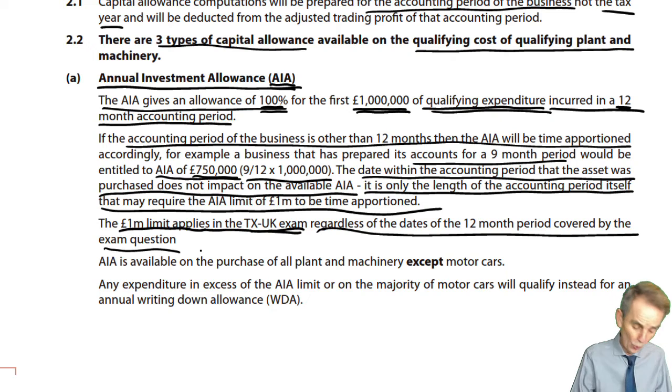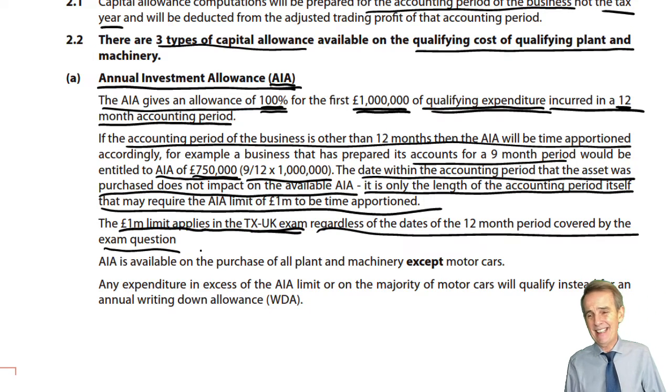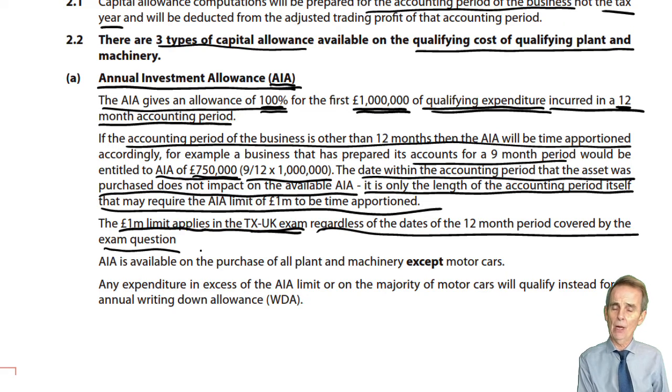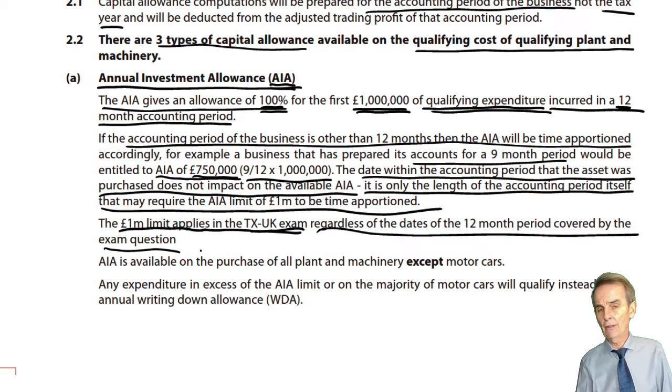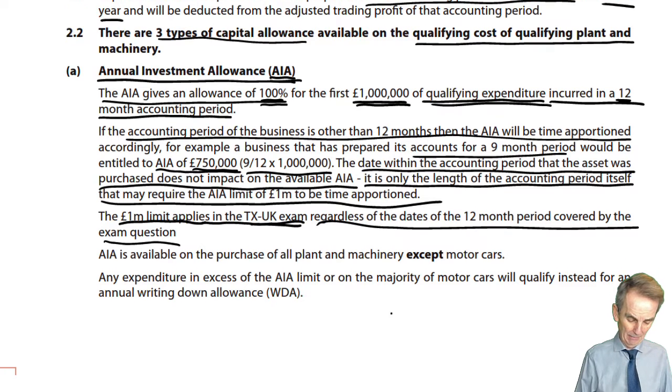It wasn't always that figure of 1 million. It isn't, indeed, now 1 million. That has changed. But for our purposes, in our exam, June 22 through to March 23, whatever the dates of the accounting period, whether now in income tax for the unincorporated trader or indeed for the incorporated trader later, the AIA limit is £1 million based on a 12-month period.